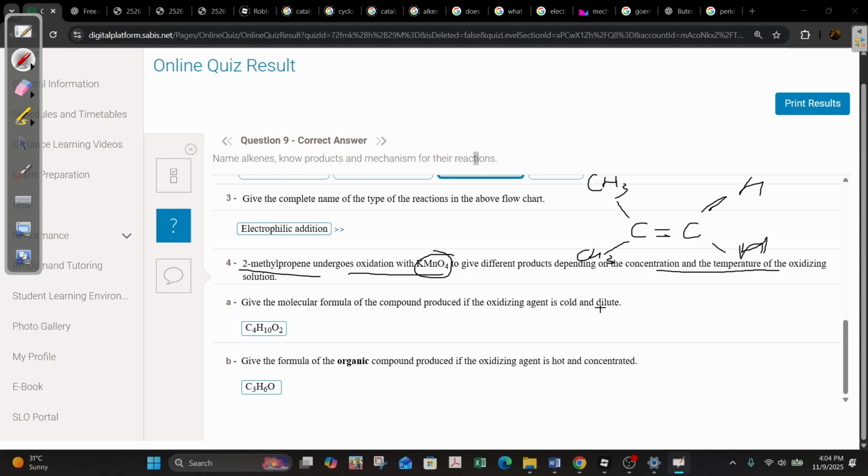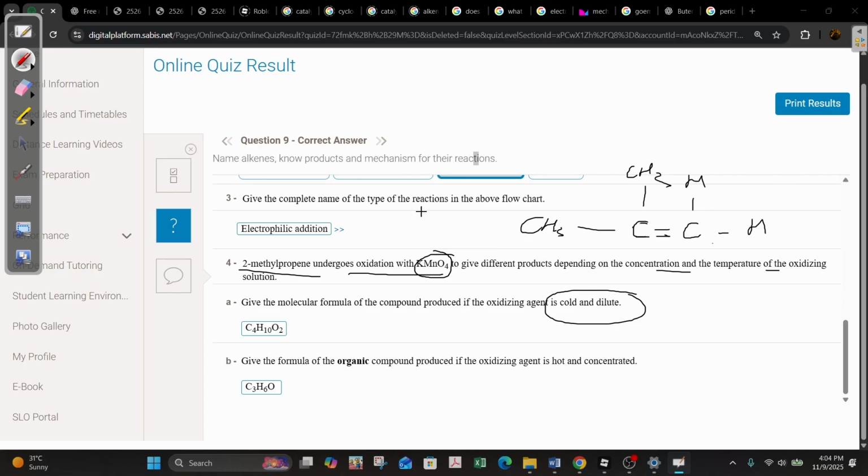Okay, if it is reacting with cold and dilute KMnO4. Here, let me just redraw that to make it easier. It will be CH3, CH3, CH2. If the alkene is reacting with cold, dilute KMnO4, the double bond will break and an alcohol is produced. So if the double bond breaks, two OH groups will bind, one OH group to each carbon, which will give you C4H10O2. Okay.